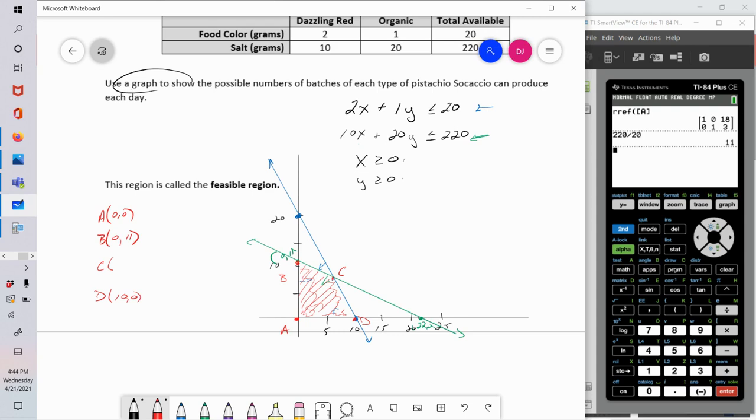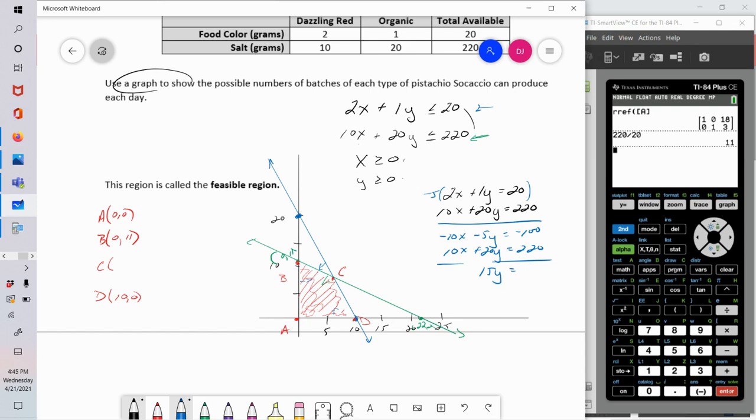To find point C, I need to find the point where the blue and the green lines are intersecting. 2x plus 1y is equal to 20. So it's where the lines are intersecting, which is why I'm using equal to and not the inequality. I'm just going to choose to multiply the top equation by -5 to do this algebraically slightly differently. Negative 10x minus 5y equals negative 100. 10x plus 20y equals 220.